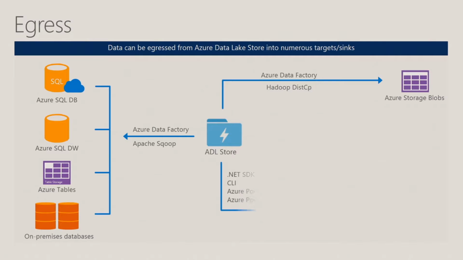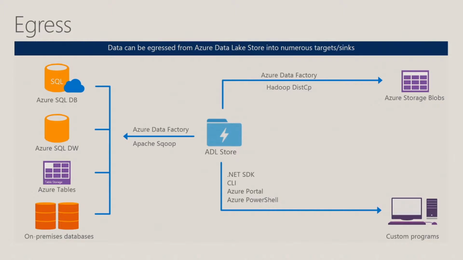We talked about ingestion, getting data into the store. I wanted to address egress also at this point because it's a corollary. You get data in and you get data out, and pretty much the tools that we use for ingestion also work well for egress. In this case, you can have data going out of Azure Data Lake Store into various databases like Azure SQL DW, or on-prem databases also.